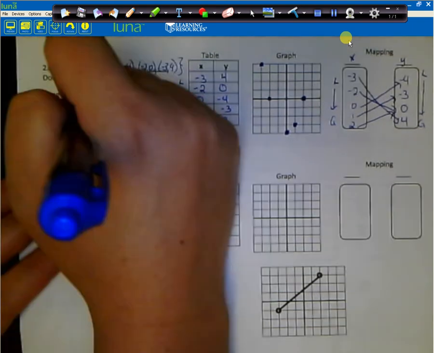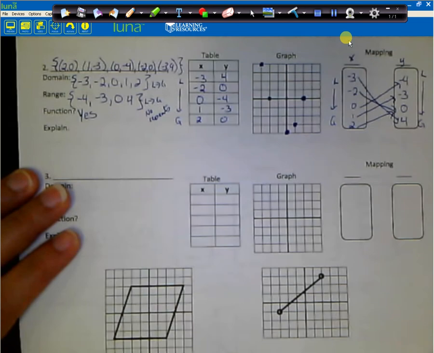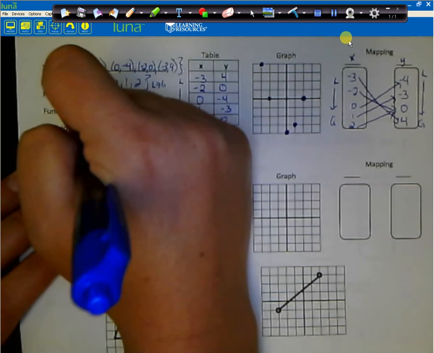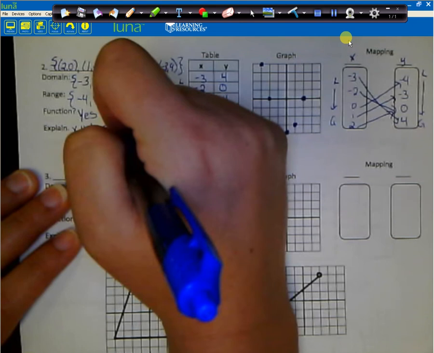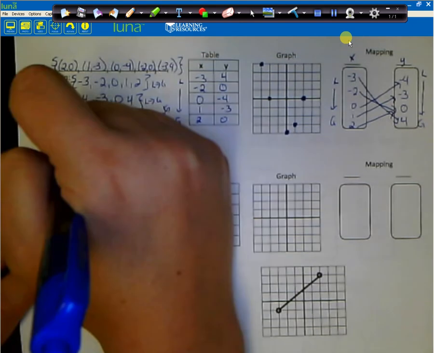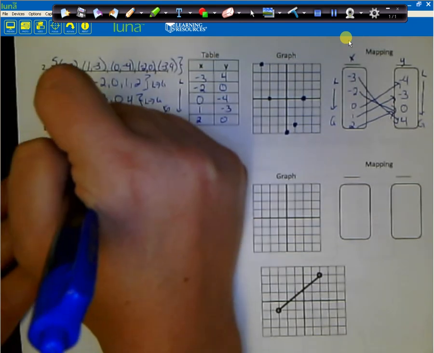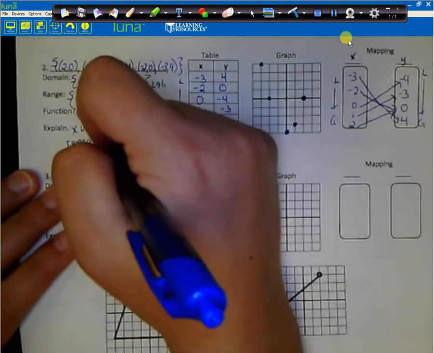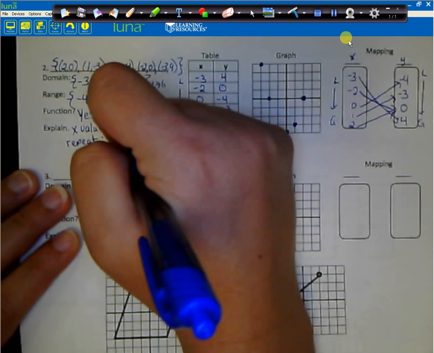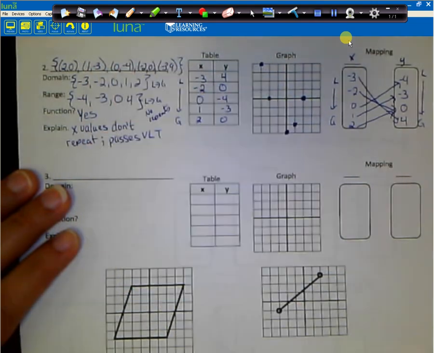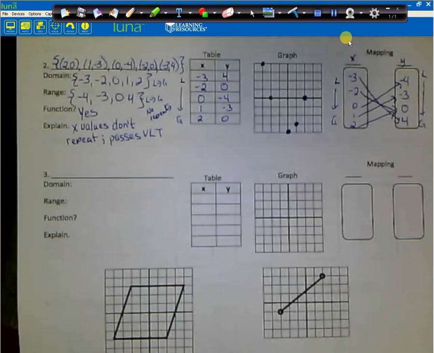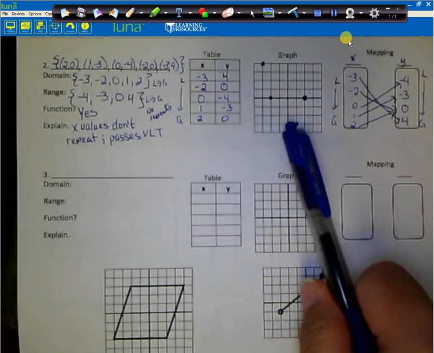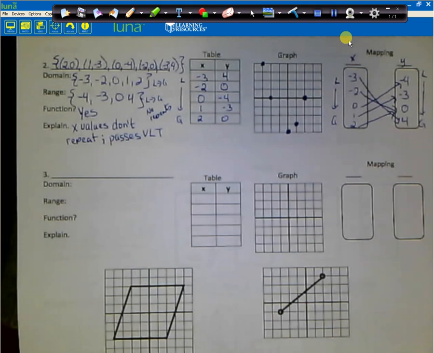So I'm going to write yes for function, and then for the explanation, I'm going to say X values don't repeat. Or I could also say that it passes the VLT. Now, if I say that it passes the VLT, I have to have a graph to back that up, but I do here. I have this graph. So if you looked at the graph and used the vertical line test, you can put that it passes the VLT for your explanation. Make sure you have all that down.